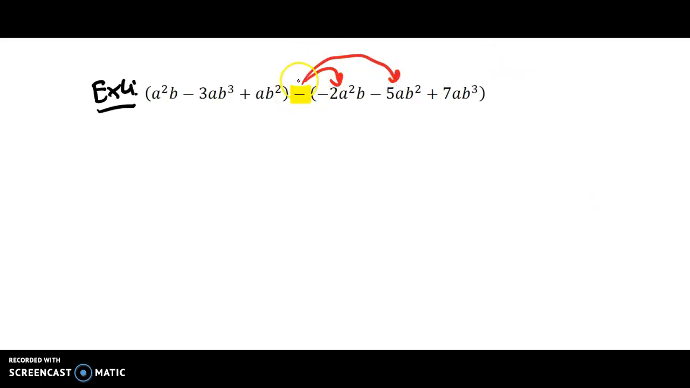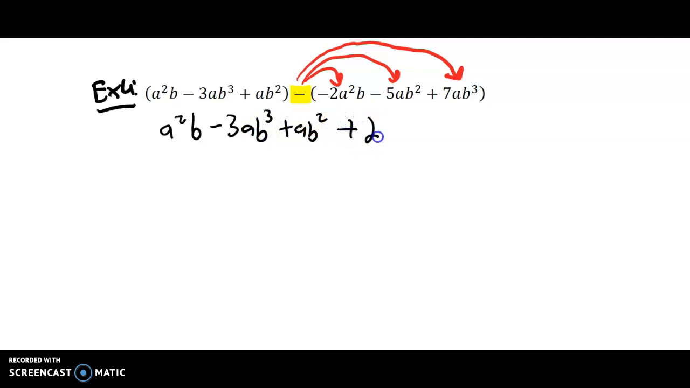Now, when that's a positive, that's even easier. You don't have to do anything when it's a positive. So nothing changed up front. Now I've got plus 2a squared b plus 5ab squared minus 7ab cubed. We'll take them one at a time.